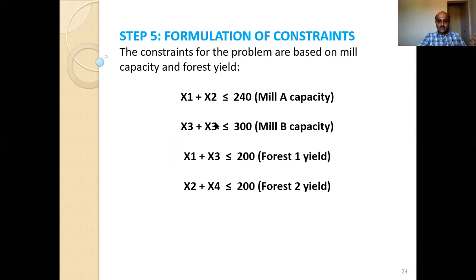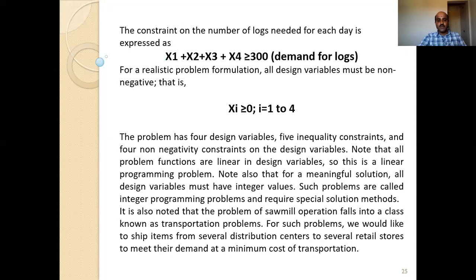It is not x3, and just by mistake I did it as x3. x3 plus x4 should be less than or equal to 300. So this is the mill capacity, what is supposed to enter over here. So these are the constraints that we have.